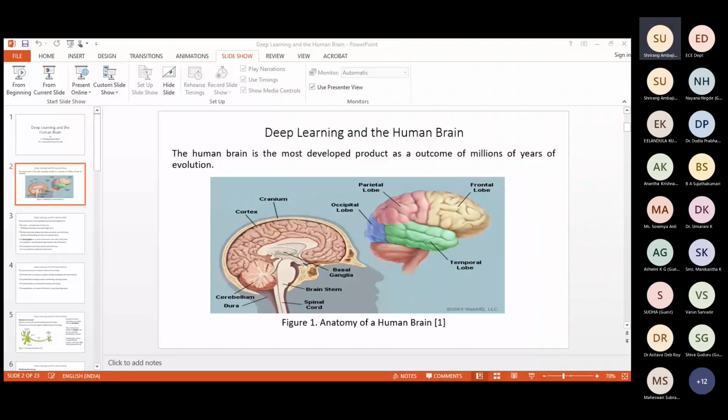So if you look at the layout of a human brain, you have the cortex, the basal ganglia, the frontal lobe, the cerebellum. If you look at the figure, I have also taken the occipital lobe. I have taken a few terminologies because they will be related to our discussions in the future slides, right?